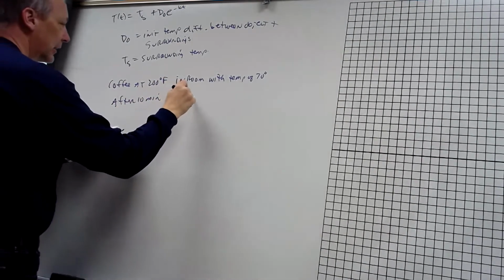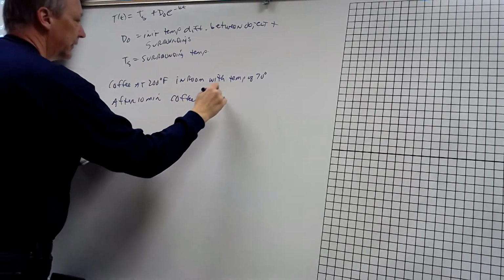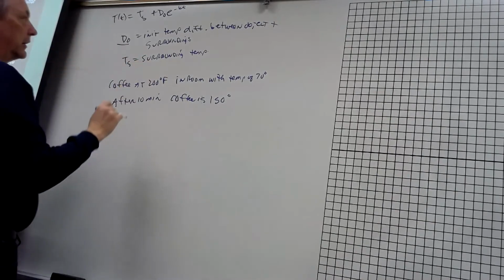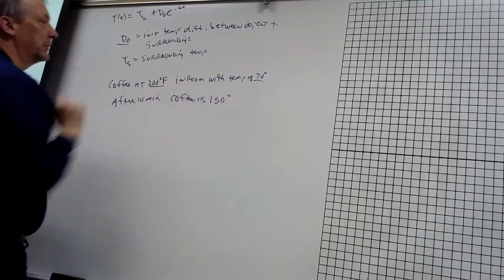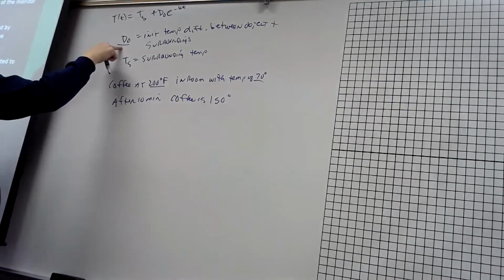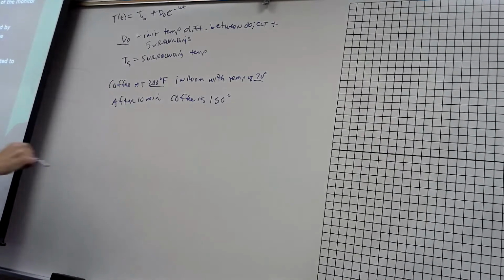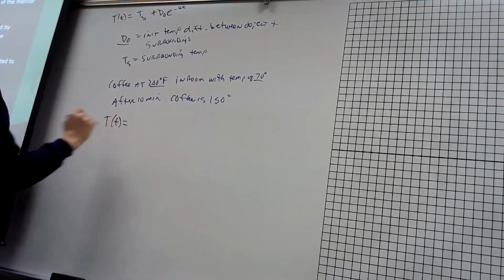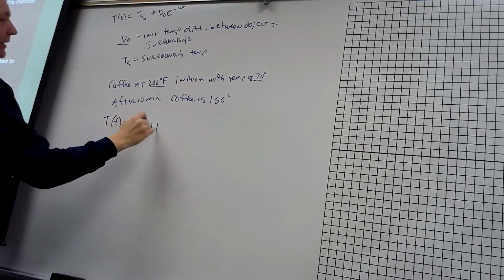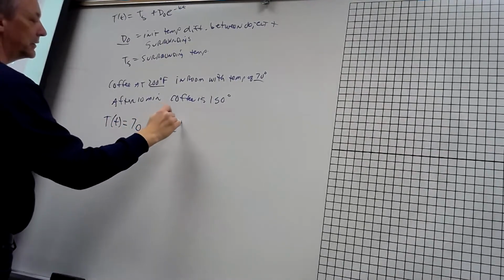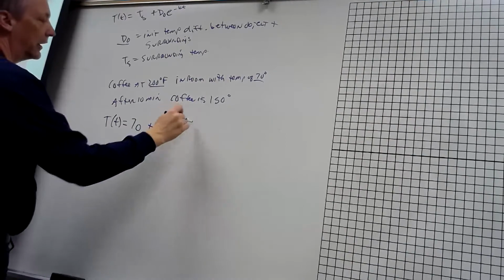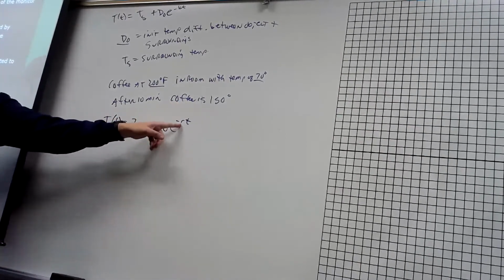After 10 minutes, the coffee is 150 degrees, okay? So the idea here is D sub 0, and I know we have to hurry on here, is the temperature difference between the coffee and the room temperature, okay? So in this case, D sub 0 is going to be what? 130, okay? So your model, your temperature at time t is your surrounding temperature, which is 70, plus 130 times e to the minus rt, and I'm going to use r, your rate. We're going to have to figure out what that is. So now we just need to figure out what the rate is, okay?